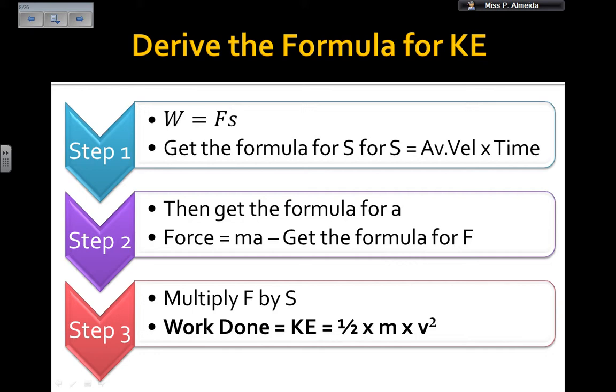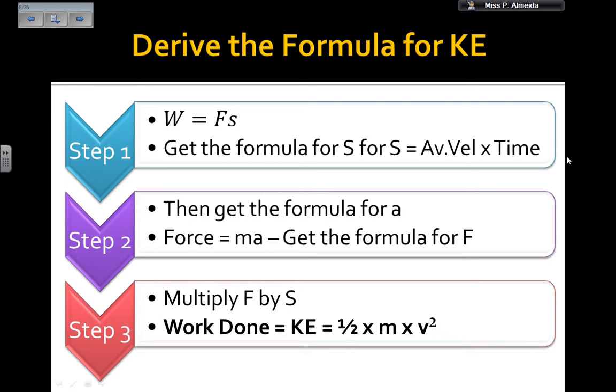So you guys know, and if you don't remember, go on my previous video about work and energy transferred. You know that work, by definition, is the force times the distance traveled in the direction of the force. So work equals Fs, okay? So if you want to derive the formula for kinetic energy, first get the formula for S, where S has to do with the average velocity, okay? Because you are not going to assume that your velocity is constant, okay?